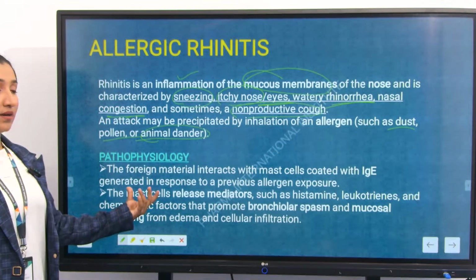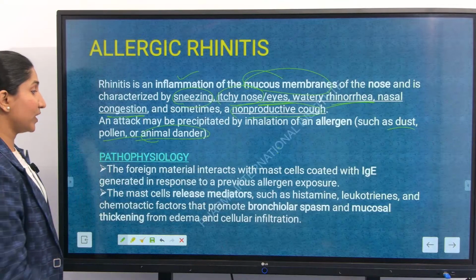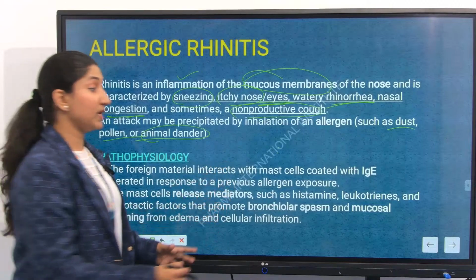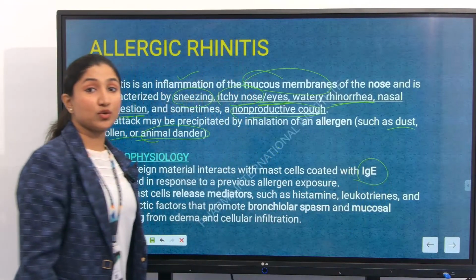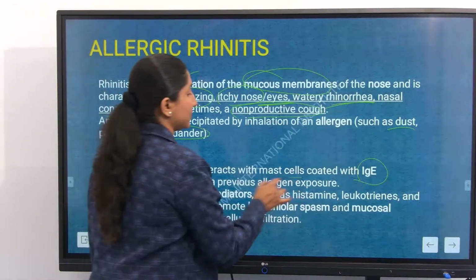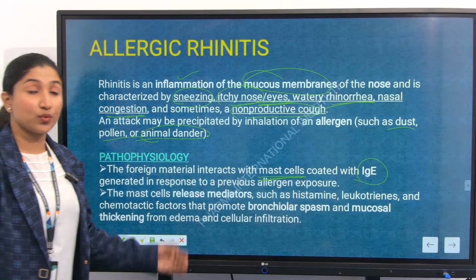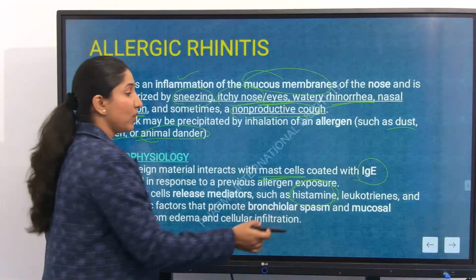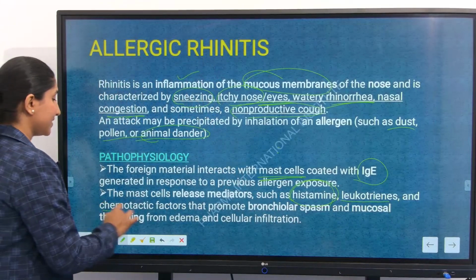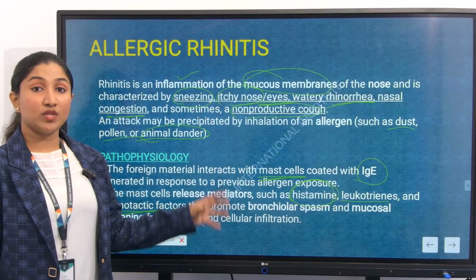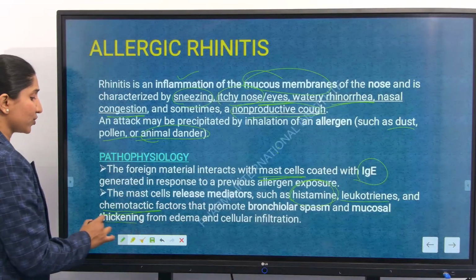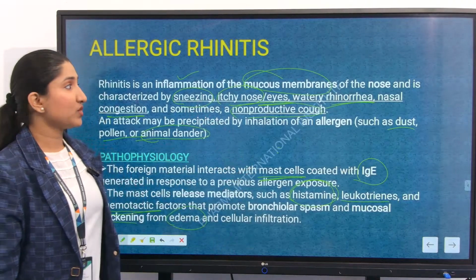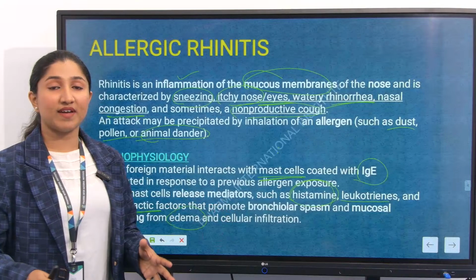So how does allergic rhinitis actually take place? When you are exposed to an allergen, mediated through the IgE antibody, it causes degranulation of mast cells, which releases the inflammatory mediator histamine, mainly histamine, and also other mediators like leukotrienes as well as various chemotactic factors. These agents cause edema, thickening of the mucosal layer, congestion in the nose, and all these symptoms. Every one of us would have had some episode of allergic rhinitis.